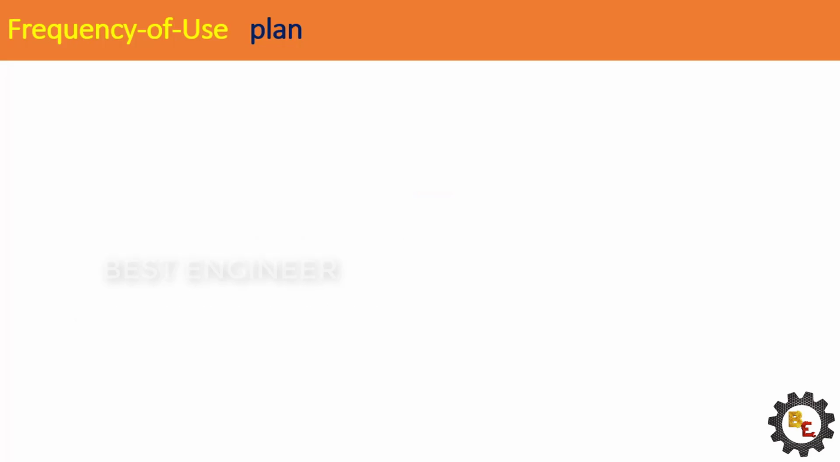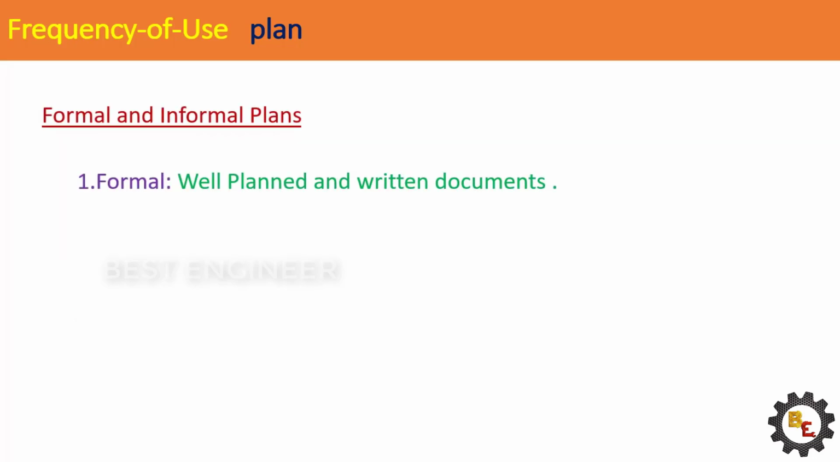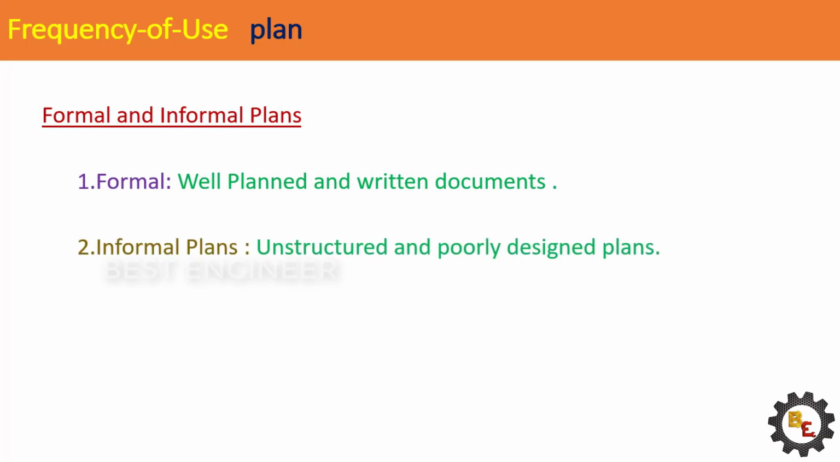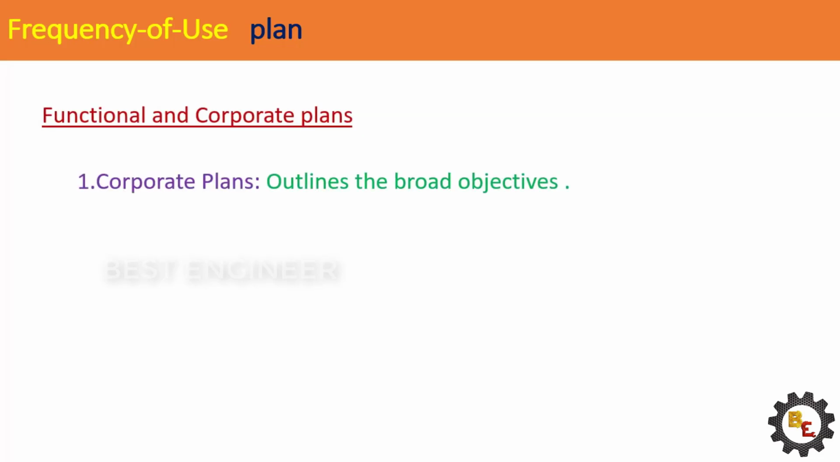Formal and informal plans. Formal: well-planned and written documents will be maintained to complete the work in a given period of time. Informal plans: these are unstructured and poorly designed plans. These plans will be orally communicated. Functional and corporate plans. Corporate plans: this comprehensive plan outlines the broad objectives of the company. Functional plans: this plan is for a particular unit. Example: marketing, finance, production, etc.